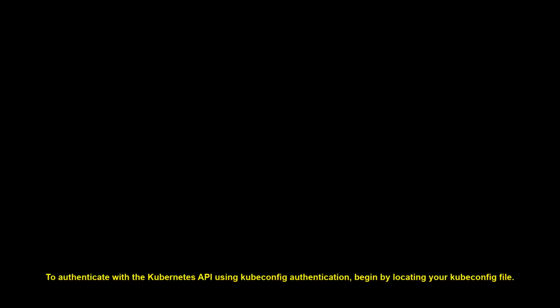Clearly. To authenticate with the Kubernetes API using Kubeconfig authentication, begin by locating your Kubeconfig file. The default location for Kubeconfig is typically found at ~/.kube/config. If you set a custom location, make sure to note that path for the next steps.